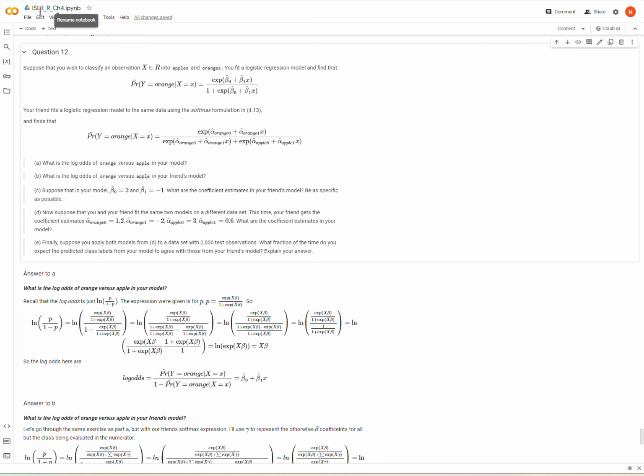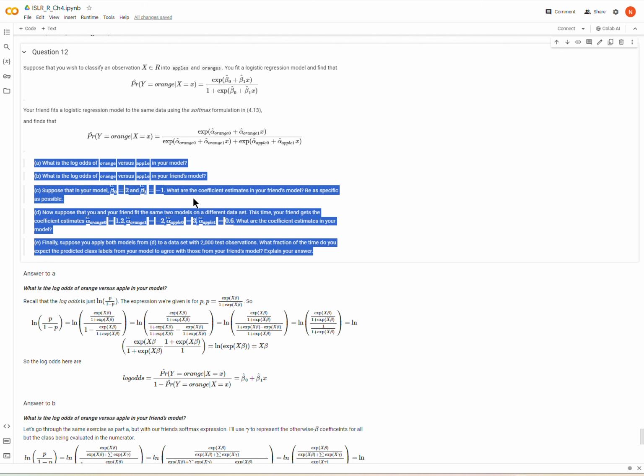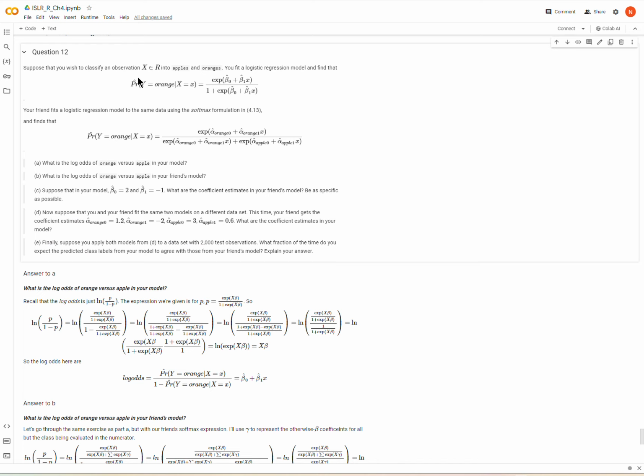Introduction to Statistical Learning, Chapter 4, Question 12, which is the last, I believe, of the conceptual questions. We have A through E parts, and they're all dealing with this first part here. So the idea is that we have some data, and we fit a logistic regression to that data, given here, where we're finding the probability that the outcome is orange given the data.